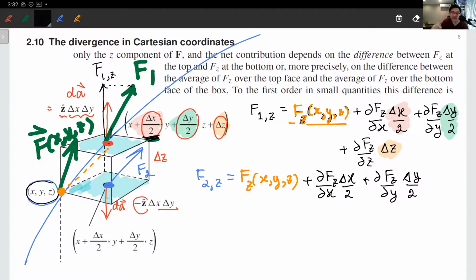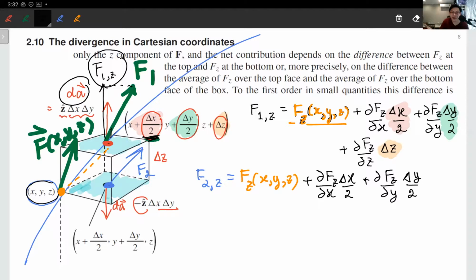I already evaluated the f sub 1, which is the vector that is located on the top surface of the box. I only care about the z component of it. And I'm asking you how much flux on this surface. This is easy now. I just take this, multiply by the dA. That's the flux on the top portion of the box, right?